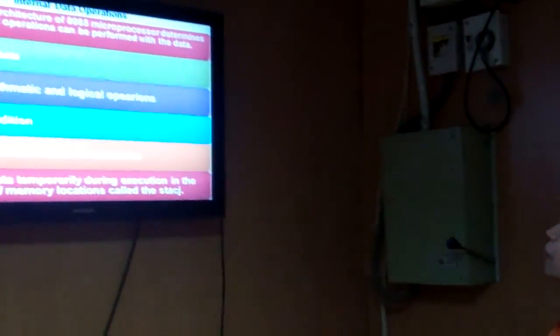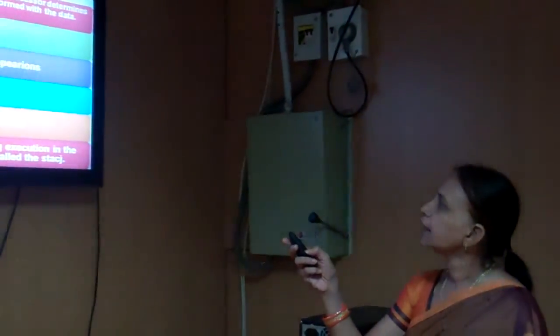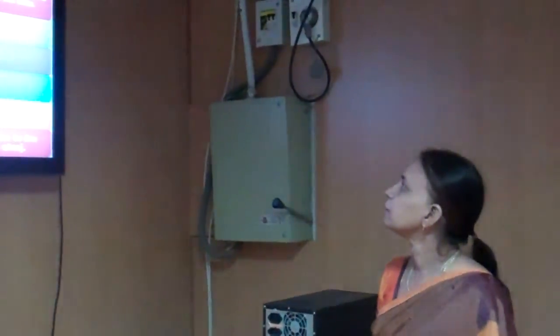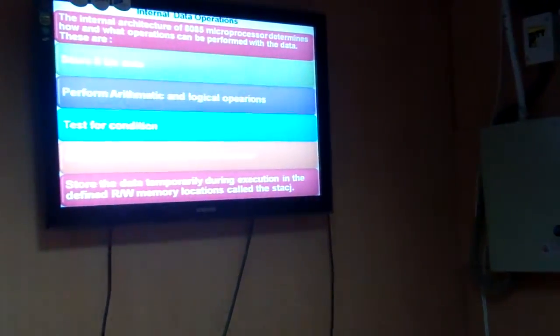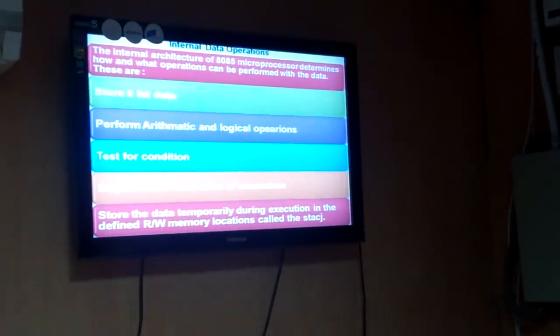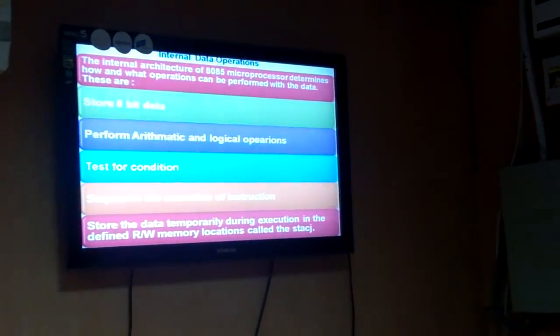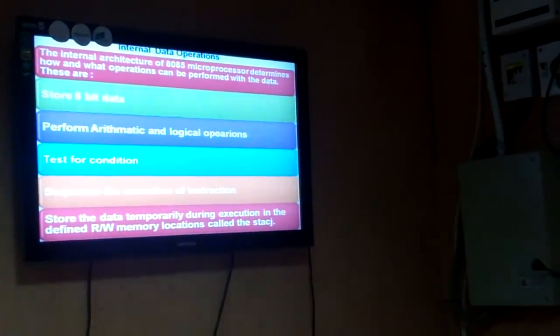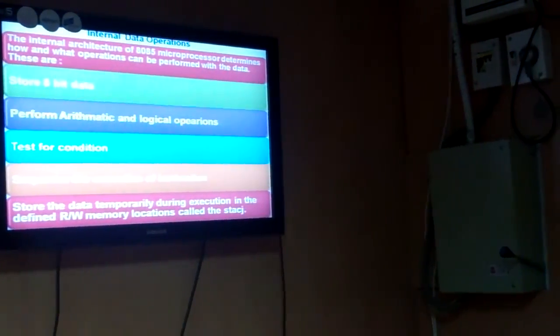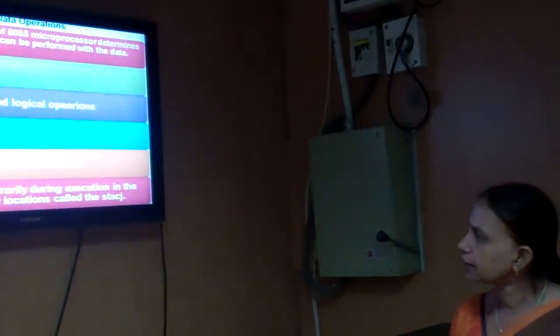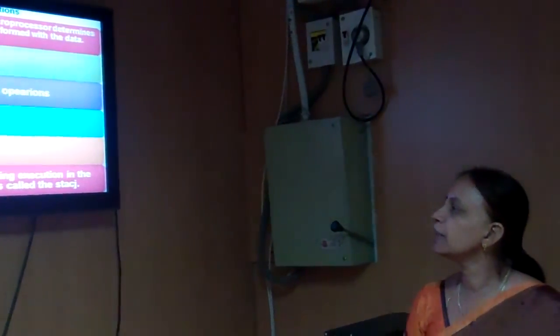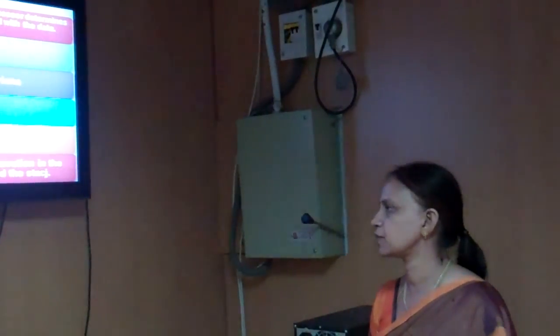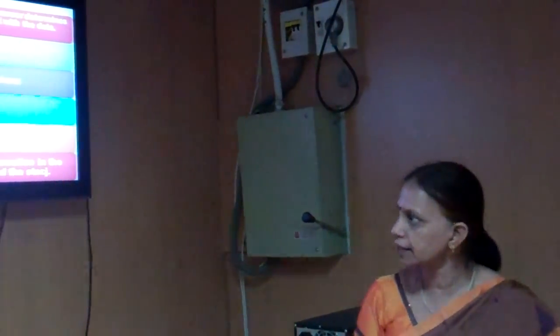The internal architecture of the 8085 microprocessor determines how and what operations can be performed with the data. How is the operation performed and how is it done on the data? What it does is, it stores 8 bits of data, it performs arithmetic and logical operations, it tests for the condition, and it sequences the execution of instructions. We will come to this a little later.